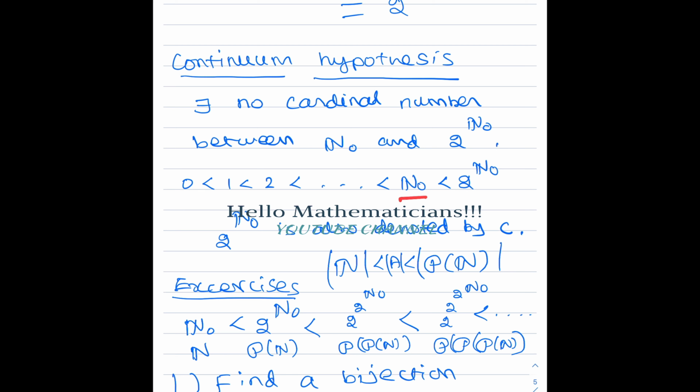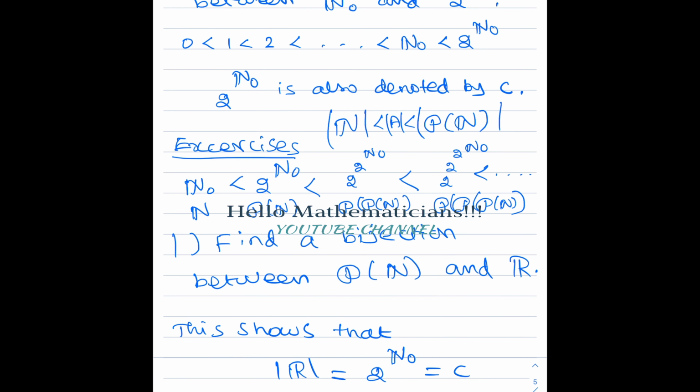So after aleph naught, the next infinite cardinality is 2 power aleph naught. This 2 power aleph naught has one more name. It is also denoted by C, the continuum. So 2 power aleph naught has a name called continuum, and we denote it by C. So the cardinal numbers are 0, 1, 2, etc., aleph naught, then 2 power aleph naught, then 2 power 2 power aleph naught, and it keeps going. Now I'll give some exercises.